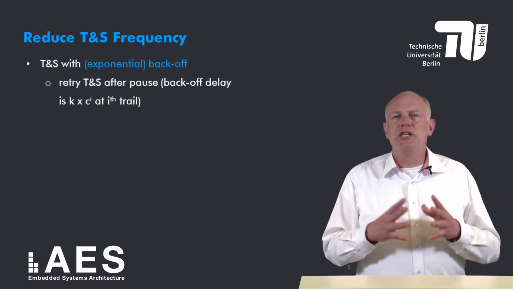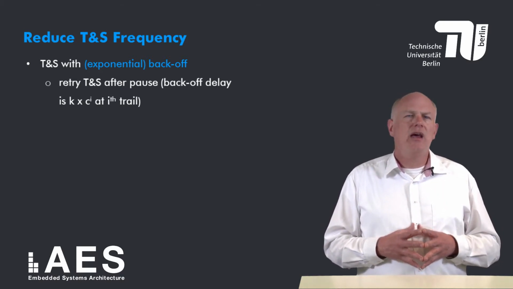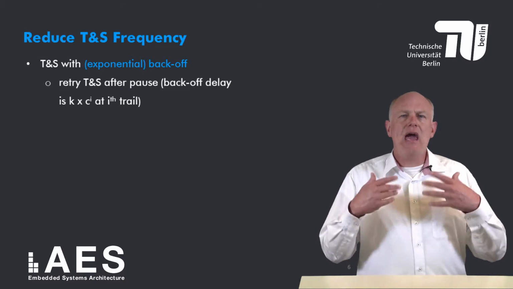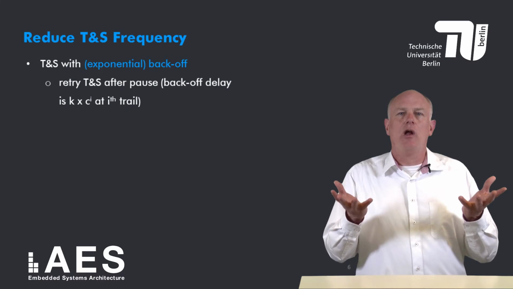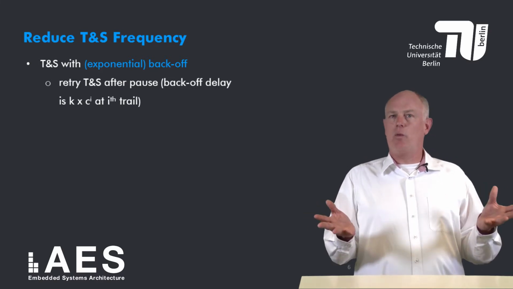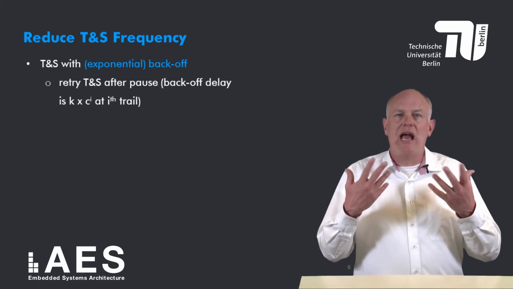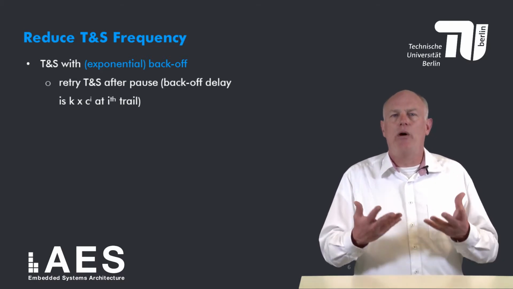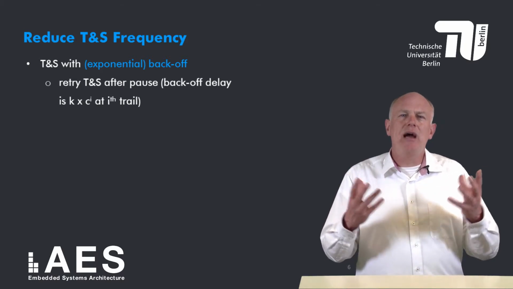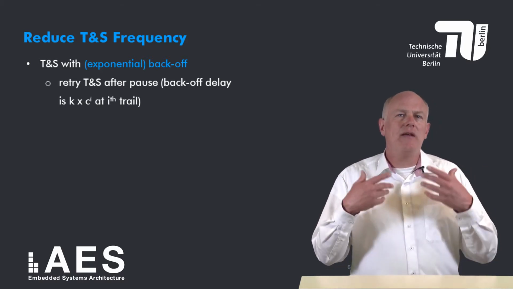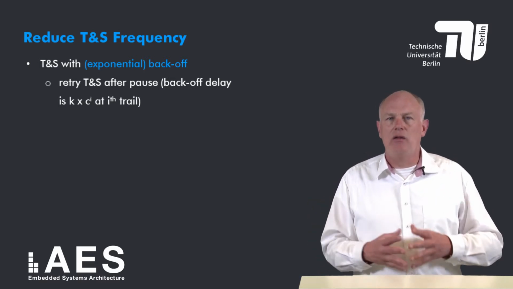The first approach is called test and set with exponential backoff. It works as follows. Every time we read the lock using test and set and determine that the lock was set, we pause for a while. The pause can be a constant number of times, but with exponential backoff, the pause is increased by a constant factor c. The idea behind exponential backoff is that it doesn't make sense to keep trying to get the lock if it is held for a long time.